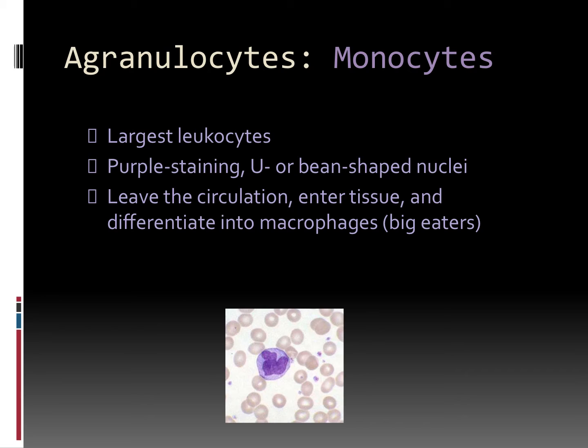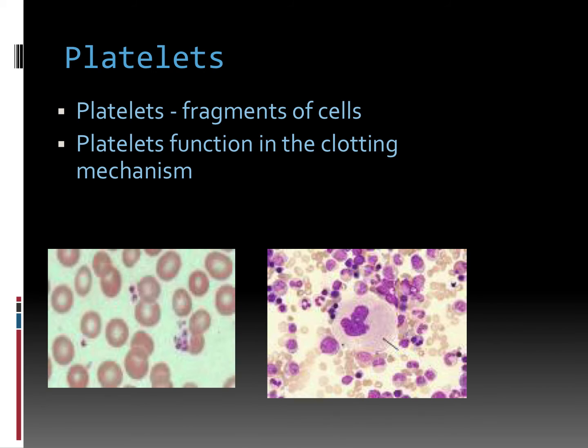So those are all the white blood cells that you need to know. So now, real quick, we're going to talk about platelets, and then we'll talk about the clotting cascade. So platelets are little fragments of cells. Remember, white blood cells are the only true cell in blood.